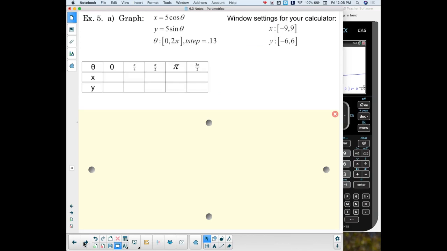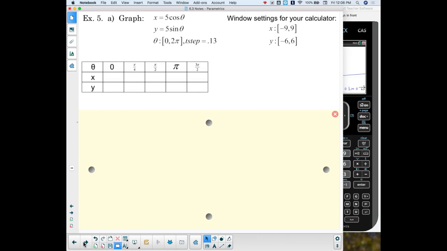What figure is this? If I graph this, what is it? Be more specific. A circle with a radius of 5, centered at the origin. Right? Circle with a radius of 5, centered at the origin.